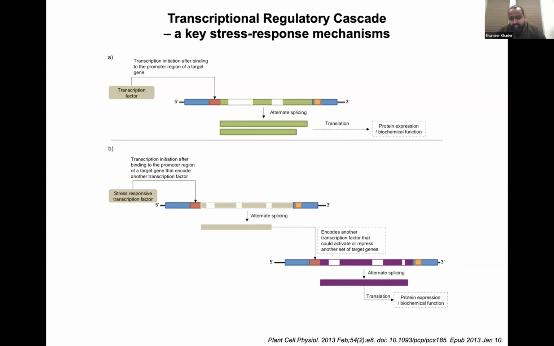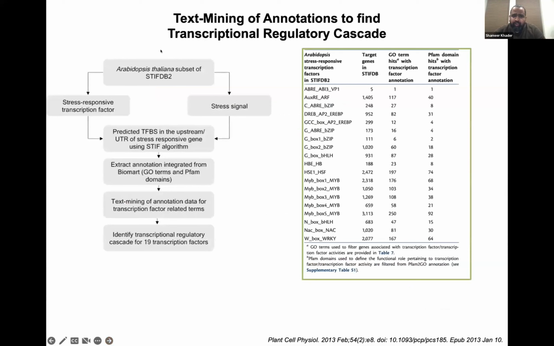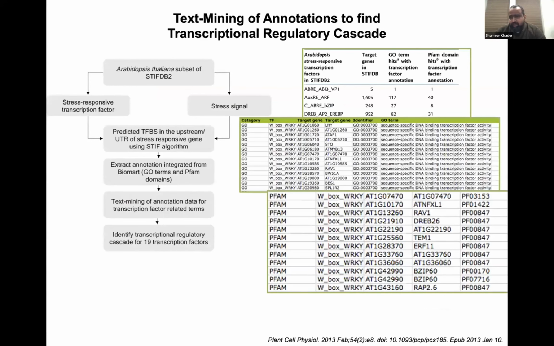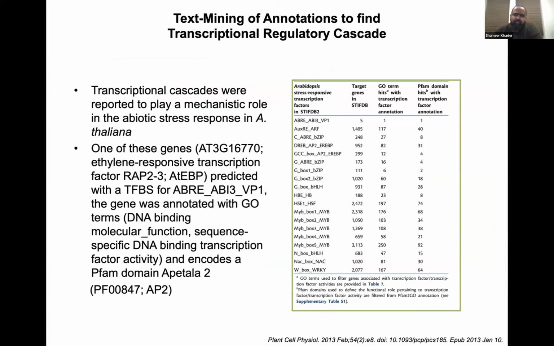We were looking at this aspect from this database as well, and we identified a transcription regulatory cascade for at least 19 transcription factors from the data set. This was also a purely interesting text mining exercise that we did. One of these genes, an ethylene responsive transcription factor, had a predicted transcription factor for abiotic stress, and we were able to find that they were an important part of a cascade. This was again a piece of discovery we had, which eventually validated us.